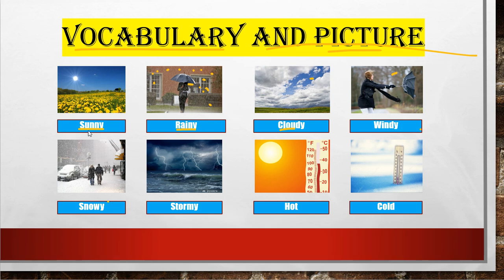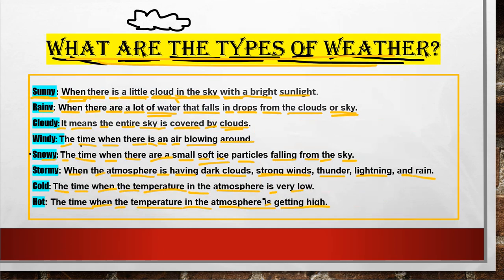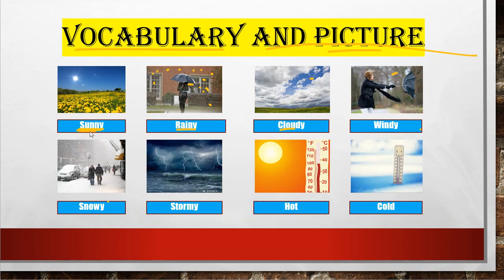So let's start with the first one, sunny. When there are a few clouds in the sky with bright sunlight, we call this sunny. The sun is so bright, and of course it's hot too. So you can wash your clothes, you can go out. It's good to go out, or to go to the sea.